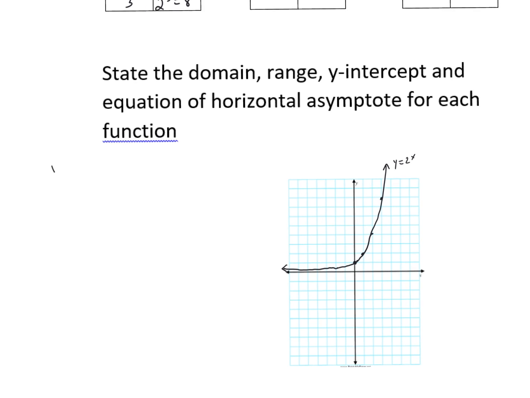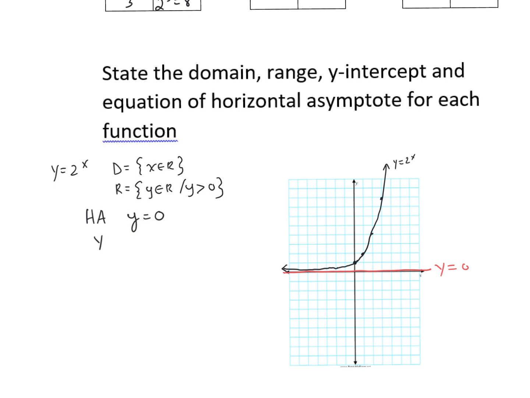If I'm talking about 2 to the power x, the domain is any real number. We don't have any restrictions on the x. The range is going to be greater than 0. The graph approaches 0, it does not touch 0, and it never goes below 0. So we say y is always greater than 0. The horizontal asymptote is the line that the graph approaches, which is the x-axis. That has an equation of y equals 0.